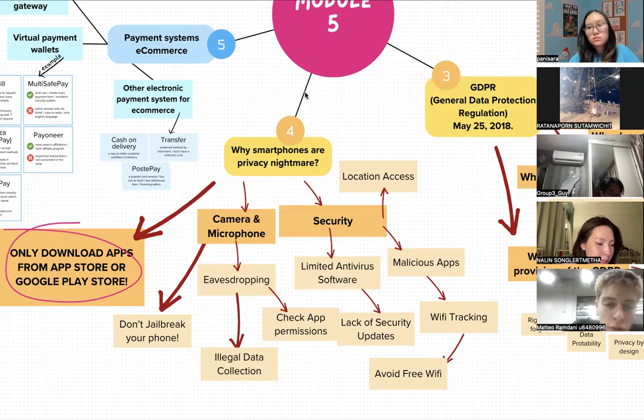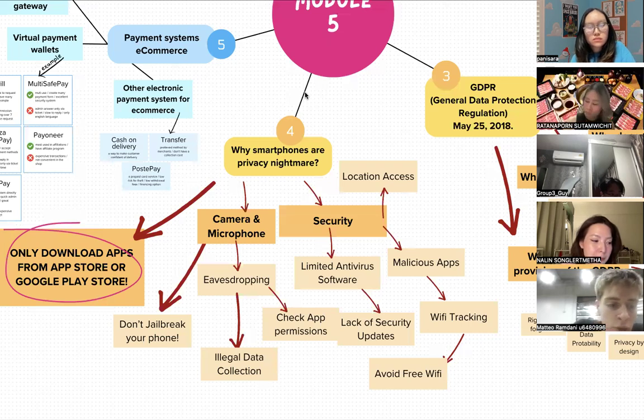The thing to avoid is downloading apps from outside the App Store or the Google Play Store. Malicious apps are everywhere on smartphones, and they can actually access your location, your camera, your microphone. They can use your camera and microphone to eavesdrop and to collect data, which Guy talked about in the GDPR, right? And this can actually be illegal data collection.